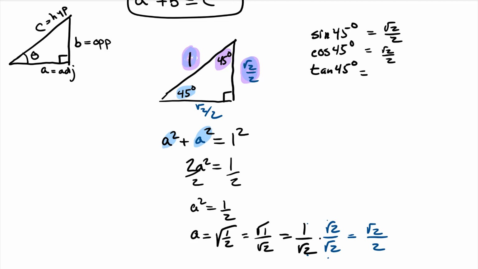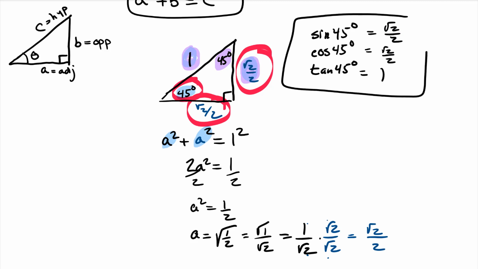And then what's tangent of 45? Well, that will be our opposite over our adjacent if we're coming from this one. So it's the square root of 2 over 2 divided by the square root of 2 over 2. Look, it's sine divided by cosine. Same thing divided by the same thing, that's equal to 1. And there's our 3 values for a 45-degree angle.